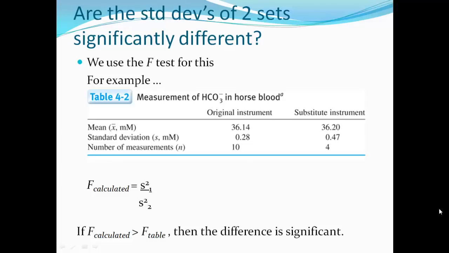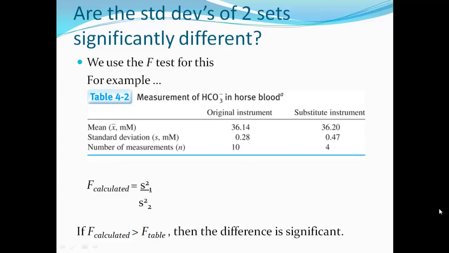F calculated is equal to the square of the standard deviations, which I remember I told you was called the variance. So the variance of the first measurement divided by the variance of the second measurement. You always put the larger standard deviation in the numerator because you want your answer to be greater than 1, obviously. So that's how you know what to put on the top. At the end of the calculation, if the F that you calculated is greater than the F in the table, then the difference is significant.